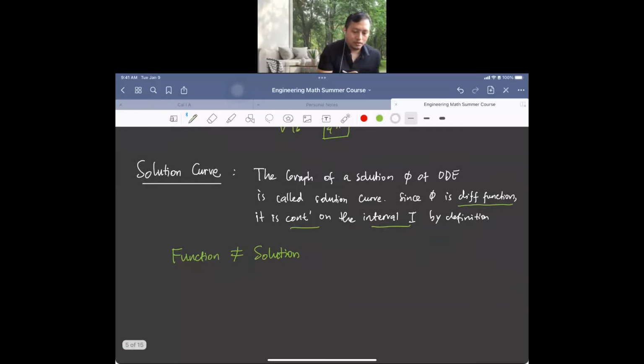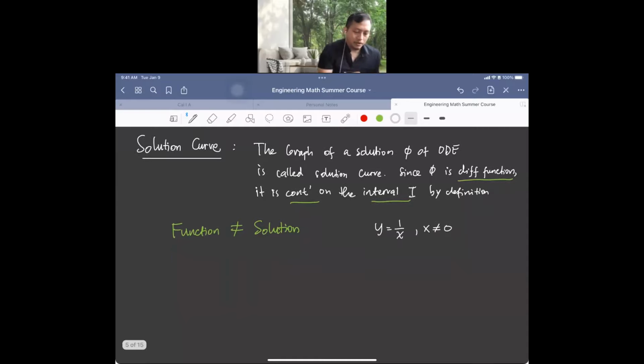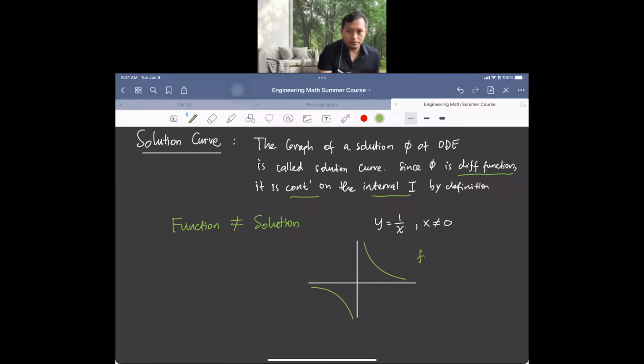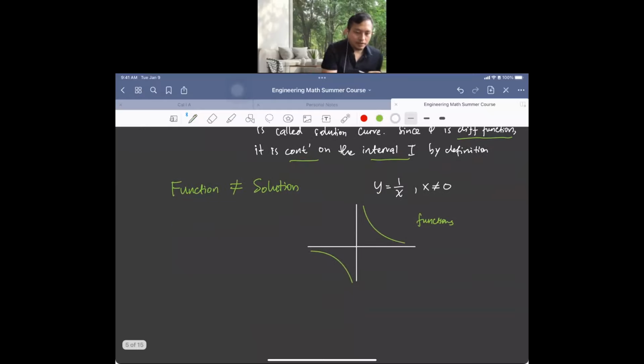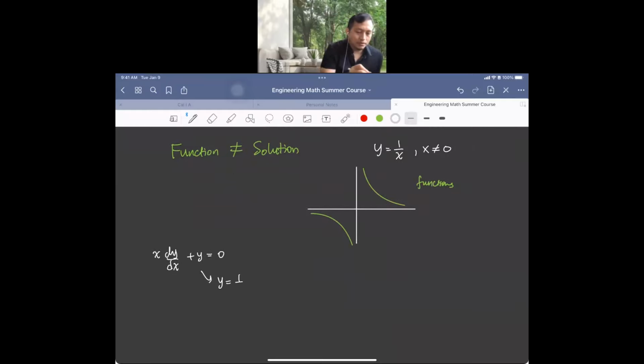So if we have y equals 1/x, and x is not equal to 0 because of the domain, we can take some time to graph this. And perhaps this is our function, right? Now, if we have, let's say, x dy/dx plus y equals 0, let me just give you the solution for this: one of the solutions, y equals 1/x, is a solution of this DE.